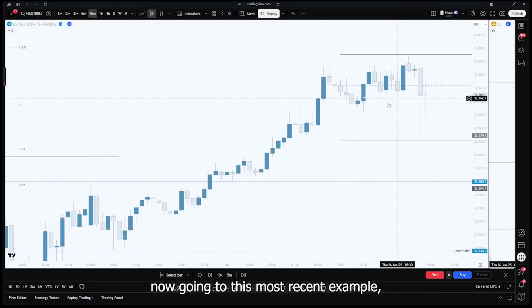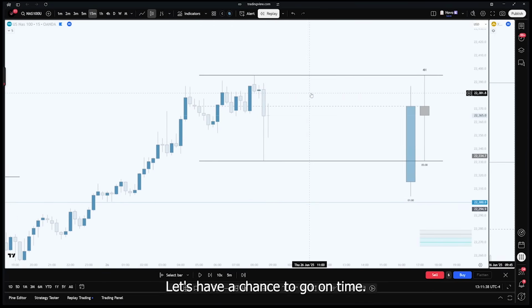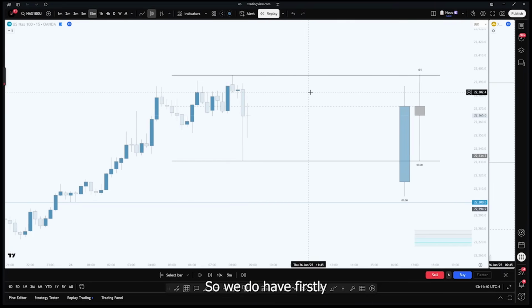Now, going to this most recent example, a simple, repeatable procedure that you've been learning through this entire video. Let's first understand what type of candlestick we have on our higher time frame here. So we do have, firstly, an indecisive candle, right? So within this point, it's not like it is fully confirmed that we can just run to saying that price is going to go bullish or bearish.